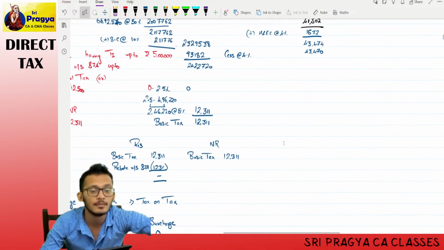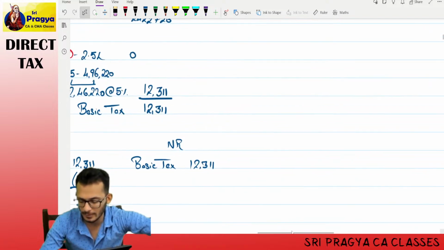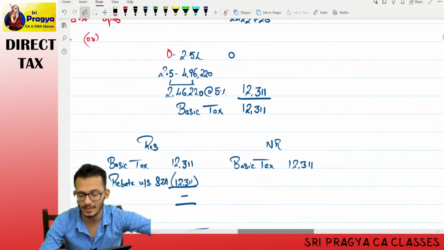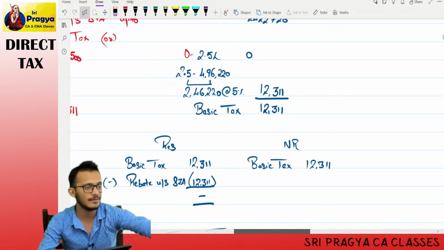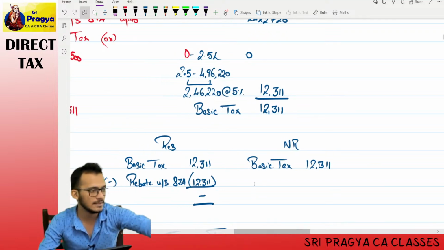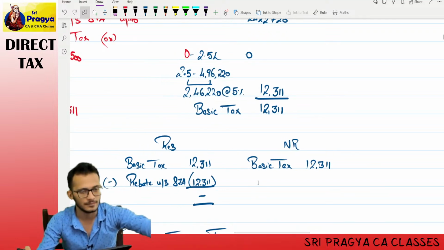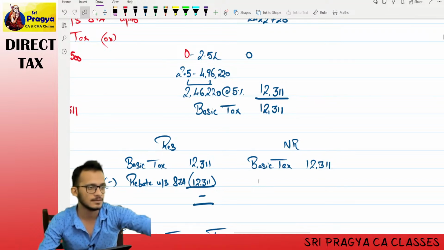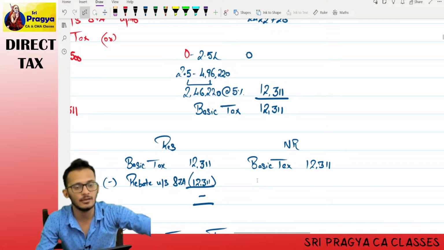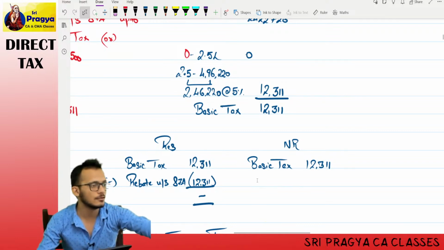Number 496, 221, whatever. Number was 12,311. In that 12,311, if it's a resident, tax was 0. Cess will also become 0. Therefore, the answer is also 0. Yes, right now, since the tax is 0, the cess is also 0.